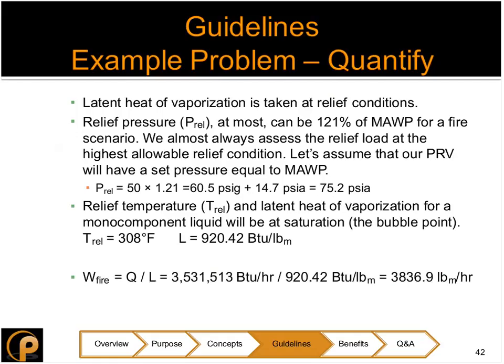So once we find our latent heat of vaporization, we know our wetted area, and we know our heat input, we can calculate the relief load. W equals Q divided by L. So we have our heat input divided by our latent heat of vaporization, which gives us a mass flow rate.